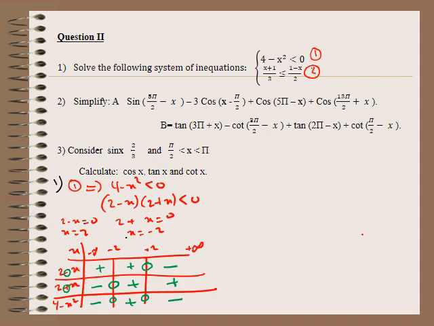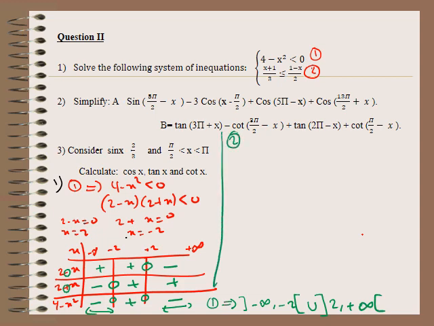4 minus x squared negative. So the solution of the first one is minus infinity to minus 2, negative here and here, union, open since strictly negative, 2 to plus infinity.